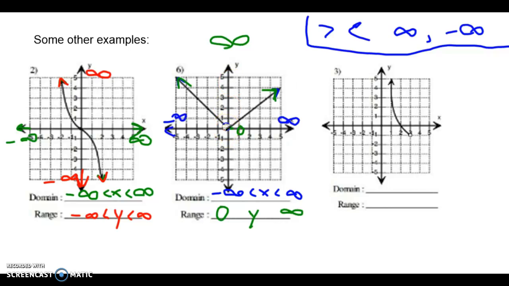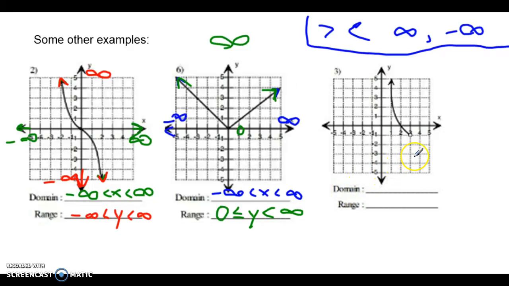So even if I erase what I drew, you can see that the line passes through 0, 0 and then comes back up. It's not an open circle. The graph actually passes through that point. So we would say that y is greater than or equal to 0 and less than infinity, because infinity always gets only a less than or a greater than symbol.